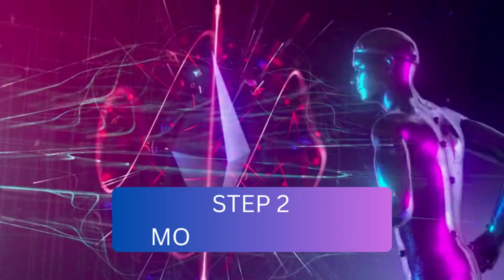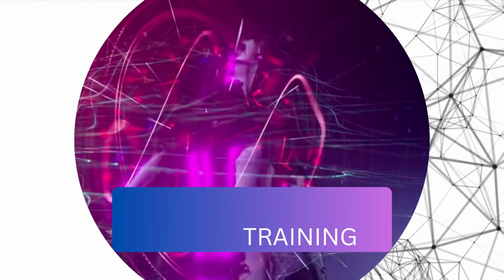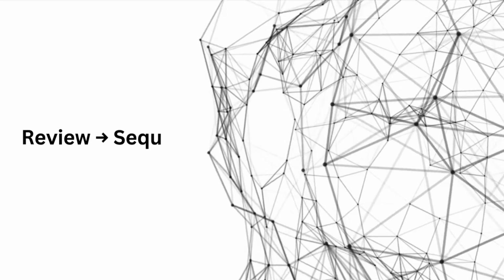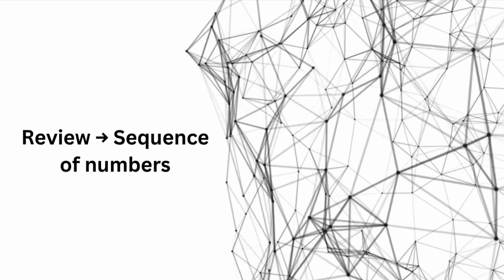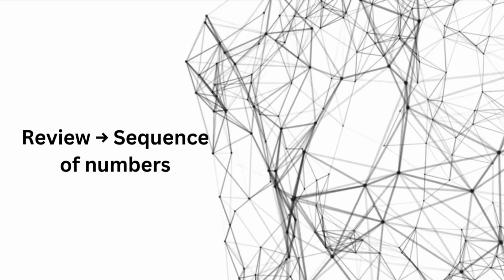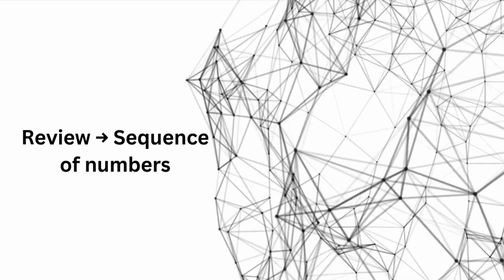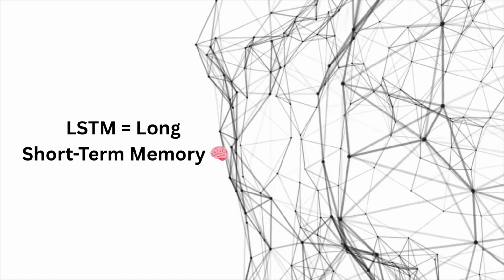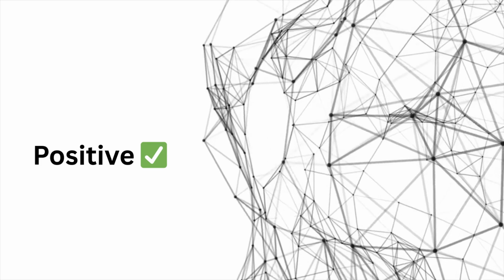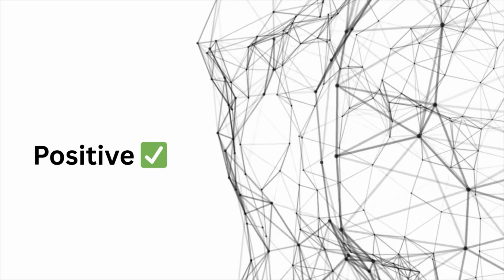Now it's time for step 2, model training. We'll use a simple LSTM model, a type of recurrent neural network that's great for sequence data like text. Here's the idea. Each review becomes a sequence of numbers, word indexes. The LSTM reads the words one by one and learns the emotion behind them. Finally, it outputs 1 for positive and 0 for negative.